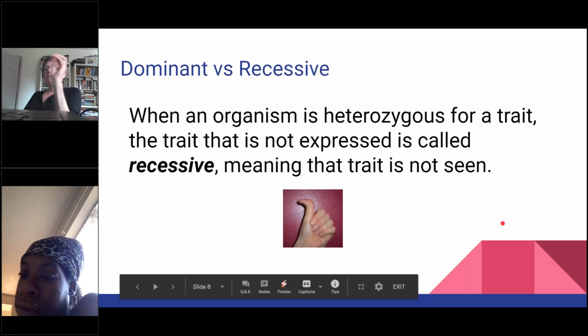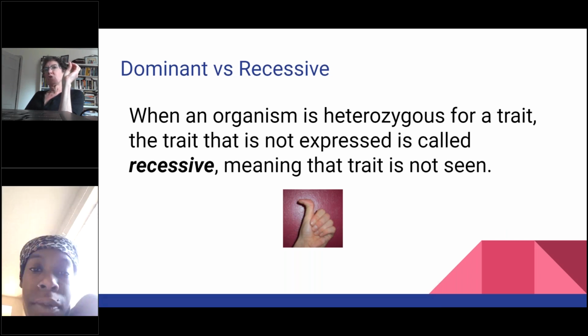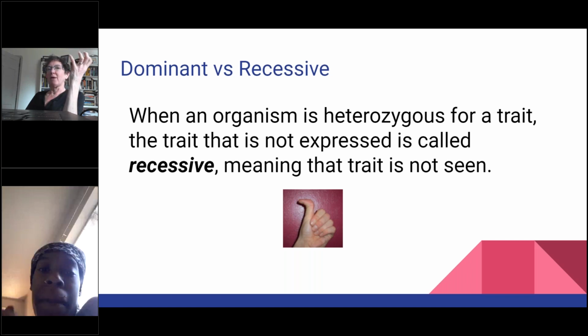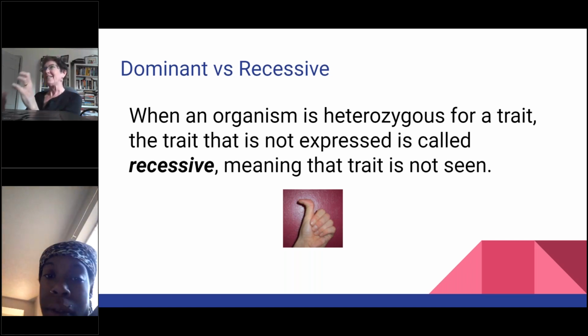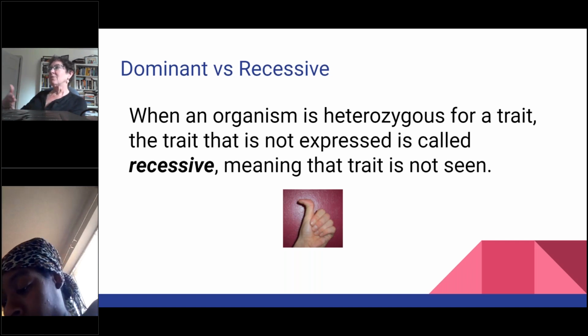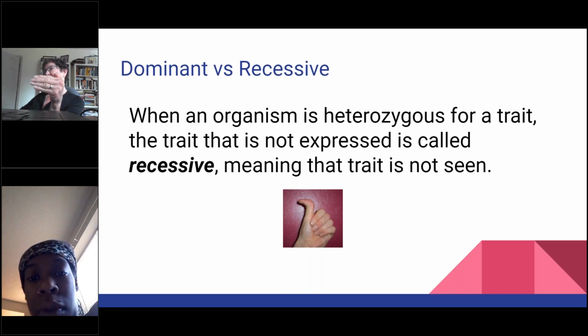So if you are heterozygous for a trait, the trait that is not expressed is called recessive, meaning that trait is not seen. So that word recessive comes from recedes. You think of something that is receding, it's something that's moving into the background. So it's something that you don't see. A dominant gene is the one you see, a recessive gene is the one you don't see.